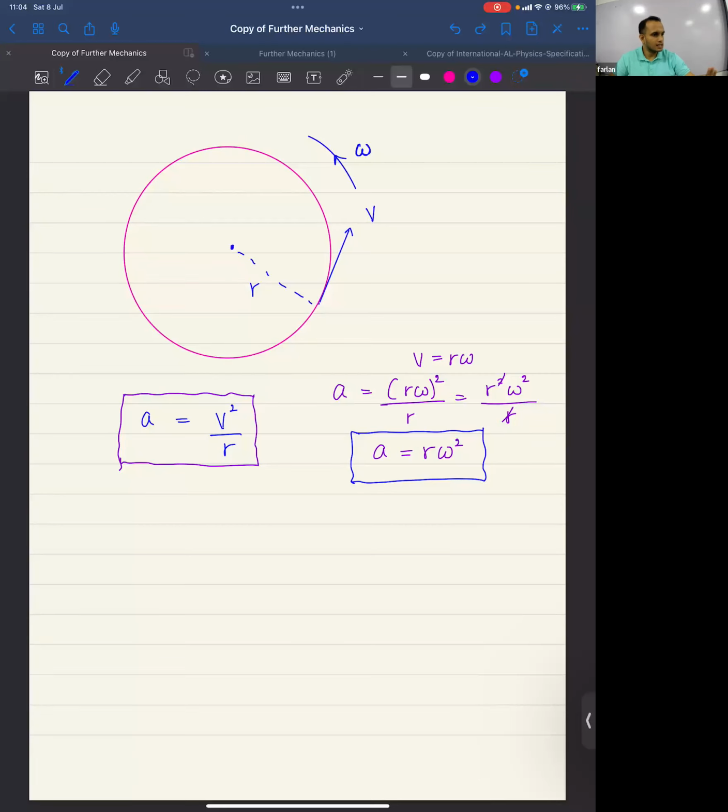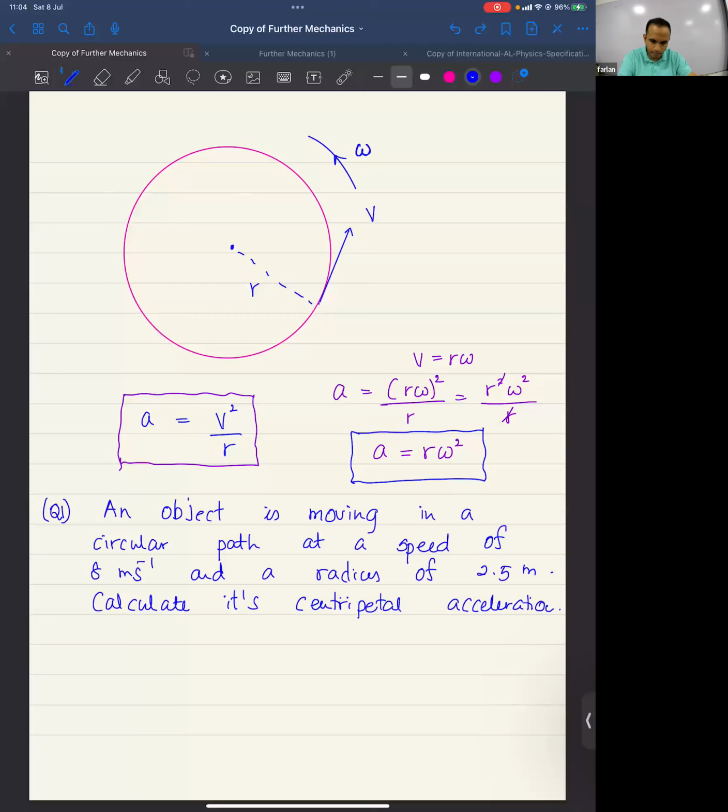So guys, the same centripetal acceleration has two equations. One is in terms of the instantaneous speed, a equals v squared over r. The other one is in terms of the angular speed, a equals r omega squared. Both are used a lot.